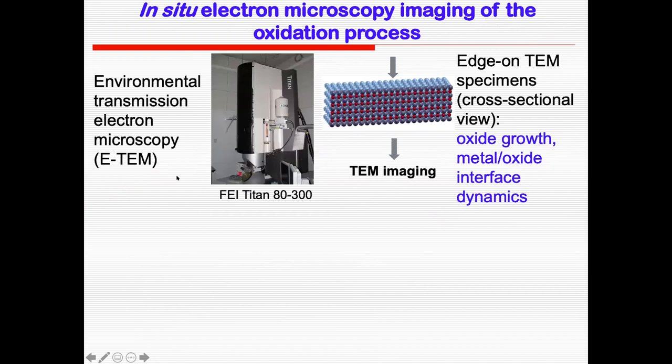The experimental tool that we have been using is the environmental TEM. This is a technique that allows in situ observation. We can introduce reactive gases, like oxygen gas, into the sample area, and then observe the reaction at high temperature. So we look at the oxide growth, nucleation, and also the interface dynamics.